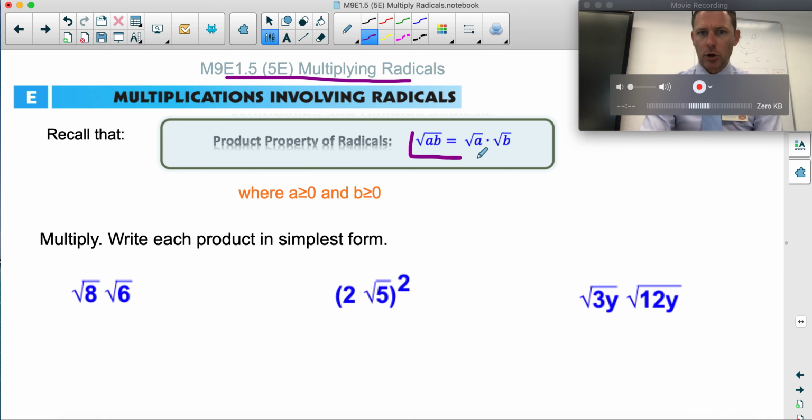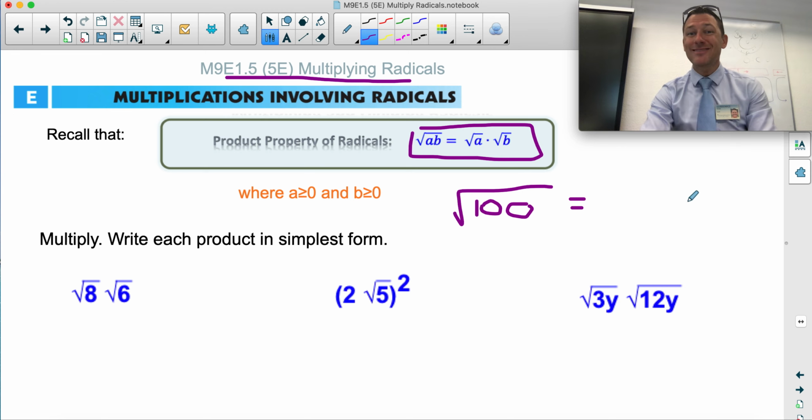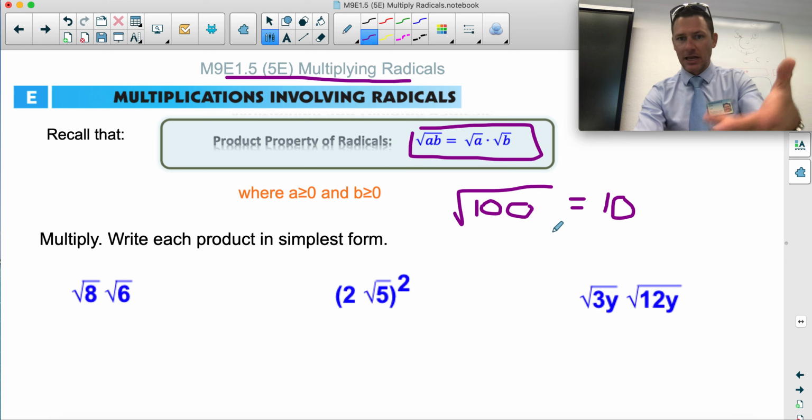The product property of radicals says that if you have two pieces multiplied under a radical, you can break them up. Here's an example. The square root of 100, last time I checked, is 10. Well, plus or minus 10. There's always somebody that's like, Mr. J, it's plus or minus 10. Yes, 10. Because 10 squared, 10 times 10 gives you 100, so the square root of 100 should give you 10.